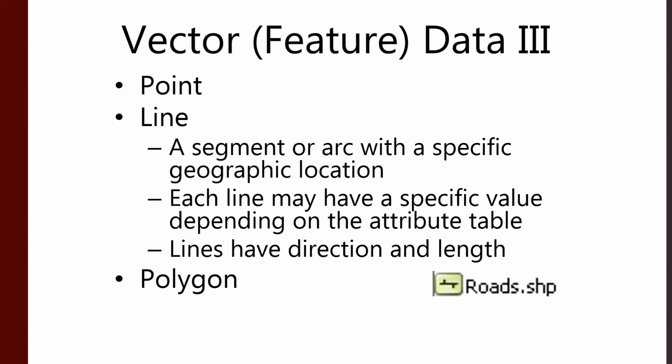Past point, we have lines. Lines are a segment or arc with specific geographic location. Again, lines have specific values depending on what's in their attribute table, and they have both direction and length. Now you might be thinking, well, how do I create a line? Well, you start at point A and then you go to point B and then you have a line. And if that is the same line, say it's the same road, it's Main Street. Well, Main Street might be point A to point B and point B to point C and so on and so on. Get the idea.